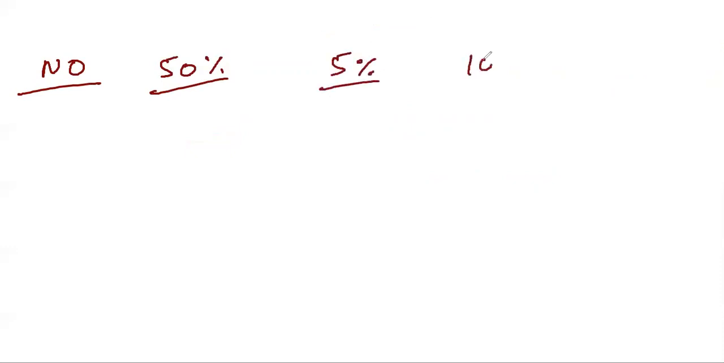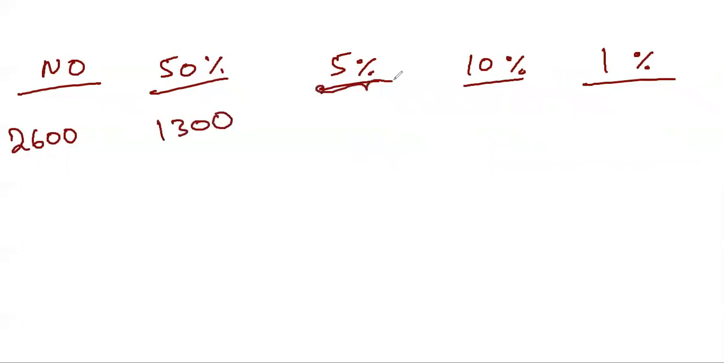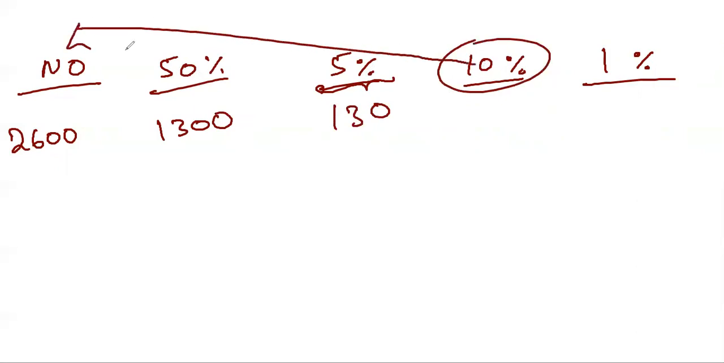Okay. I'll take an example. Number, 50%, 5%, 10%, 1% of the number. For example, the number is 2600. 50% is what? 1300. 5% is what? Don't think more. 50% is 1300. 5% means this 0 is not there, right? That is 130. Are you understanding this point? 130, because the 0 is eliminated. 10% of the number is what? 260. 1% is what? 26.